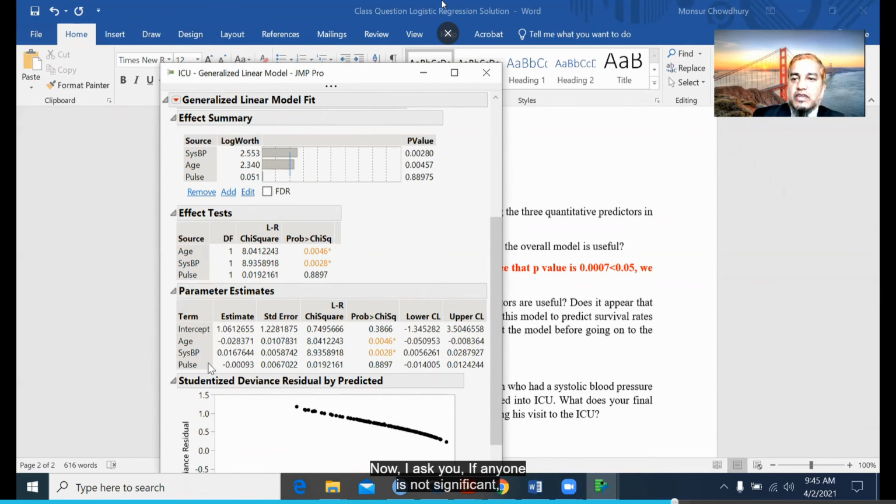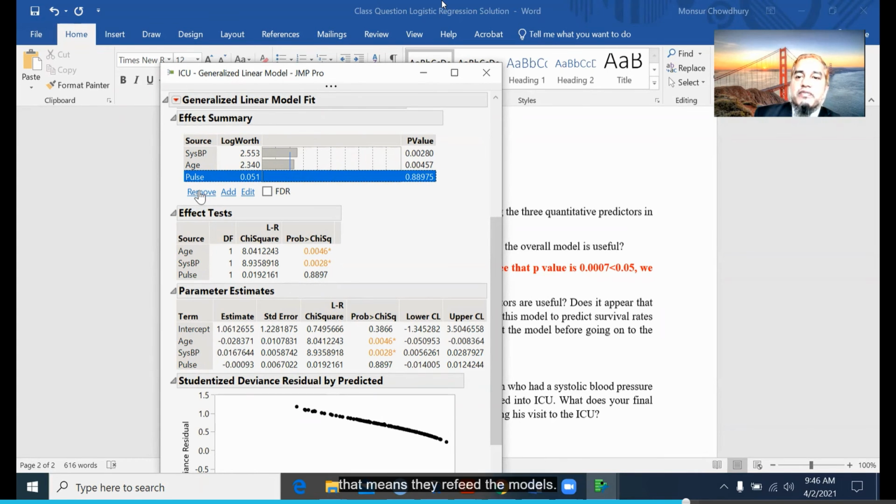Now, if pulse is not significant, we can drop it and refit the model. So how can we drop it? We go to the effect summary here. Please stop me if you cannot follow in JMP. In the effect summary, you can see the pulse, which we already saw is not significant, and they always order the p-values from the smallest to the second smallest and so on. So the last one has the high p-value, so we select this one and remove it. When you remove this, that means they refit the model.